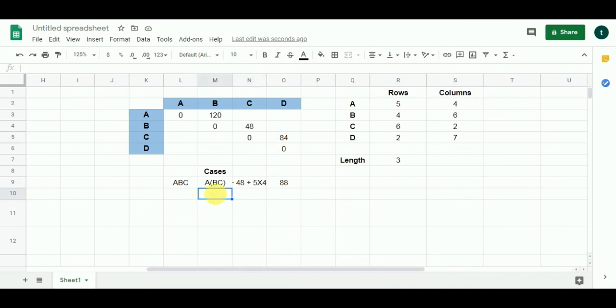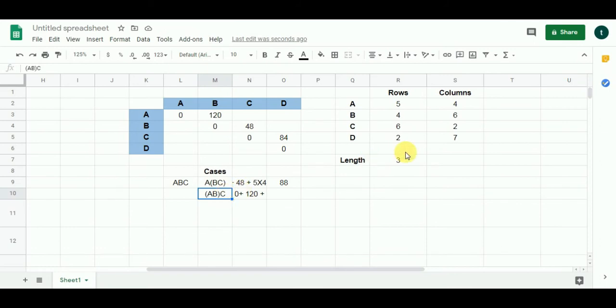So the second case is going to be A, B and C. We are putting the bracket now after B. So let me get the cost of C first. The cost of C is 0, as you can see here. So 0 plus cost of AB. I already have it calculated. It is 120. I'm going to be writing here 120 plus multiplication of A, B and C.